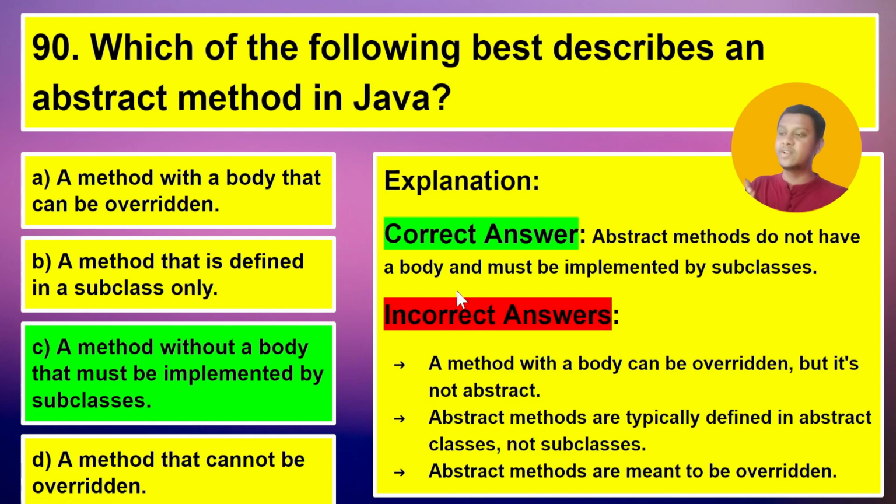As you can see in the explanation that abstract methods do not have a body and must be implemented by subclasses. Other options are incorrect because a method with a body can be overridden, but it is not an abstract method. Abstract methods are typically defined in abstract classes, not subclasses, and abstract methods are meant to be overridden. So if you are defining any abstract method, then you must have to override it.